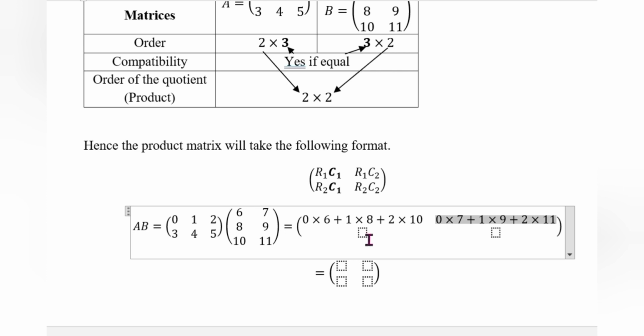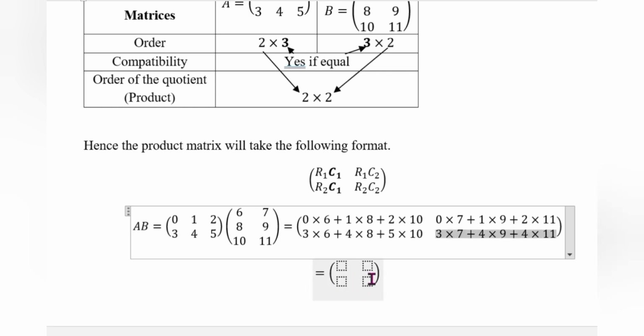Now for this one, this element is in row 2, column 1, as indicated here. So we shall take row 2 times column 1. So we shall have 3 times 6 plus 4 times 8 plus 5 times 10. So we have it there, 3 times 6 plus 4 times 8 plus 5 times 10. The last one here will be gotten by taking row 2 times column 2, meaning this row times this column. So we shall have 3 times 7 plus 4 times 9 plus 5 times 11. And that is what is given there.